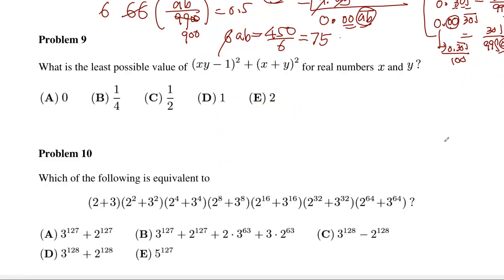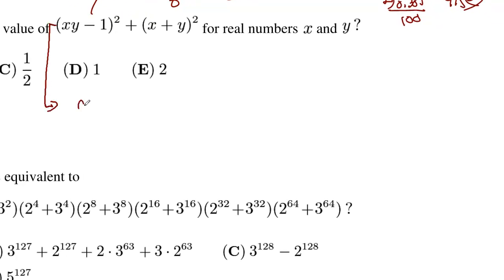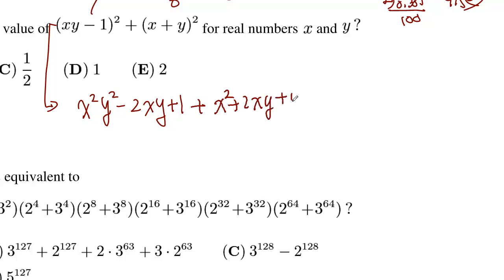What is the least value, the minimum value of this expression for some value of x and y? Maybe you can put x equals 0, y equals 0. Maybe that might be the minimum, right? But we don't know. We cannot guarantee, right? We cannot be convinced. So how can you find the least number without any doubt? You can simplify, okay? Take a look. This is x squared y squared minus 2xy plus 1. The next one is x squared plus 2xy plus y squared, right?